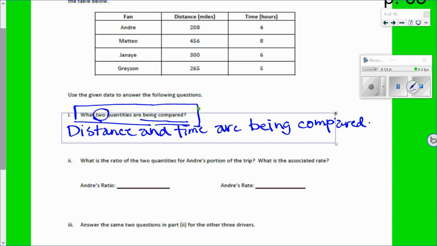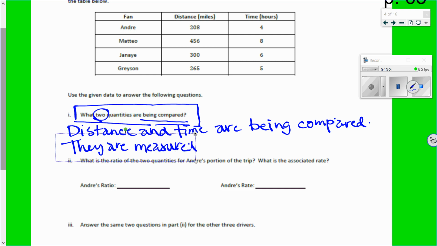Good. They are measured. Am I going to put miles or hours first? You're going to put miles first, then hours. Wait. Why? Because distance is listed first. Right, so I'm going to put miles, just like you said. They are measured in miles and hours because distance is listed first. Very good, Zach.